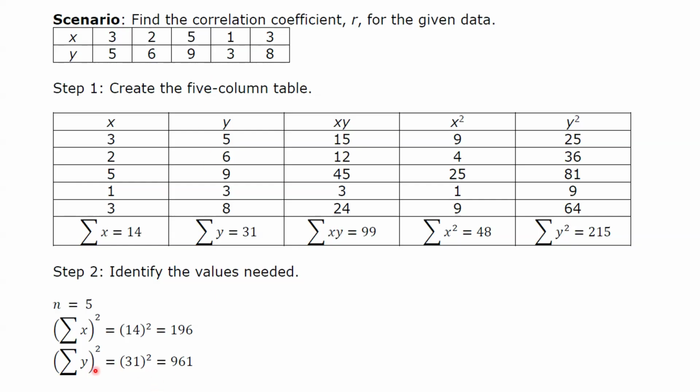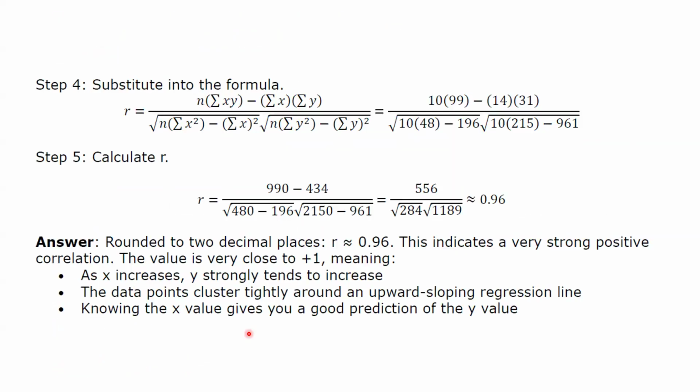We can calculate the square of the sum of x, which is 14 squared, which equals 196. And we can calculate the square of the sum of y, which will be 961.